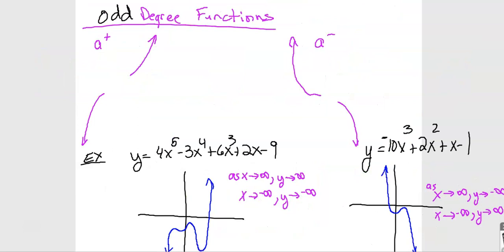So let's look at odd degree functions. Odd degree functions, again, if a is positive and a is negative, it's going to look like this. So a positive, it's going to look like this.